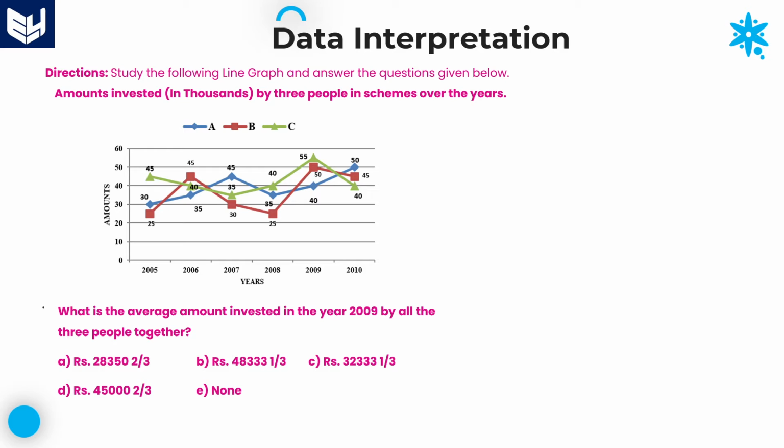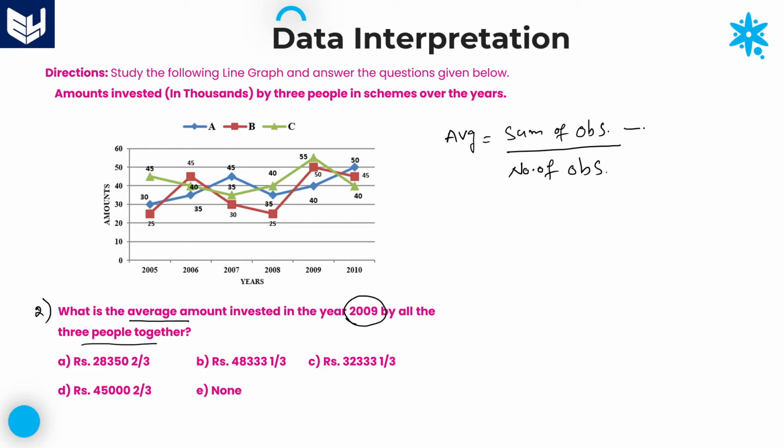Look at the second question. What is the average amount invested in the year 2009 by all three people together? Here we need to calculate the average amount. As we all know, average is equal to sum of observations divided by number of observations. Sum of observations is nothing but the total sum.